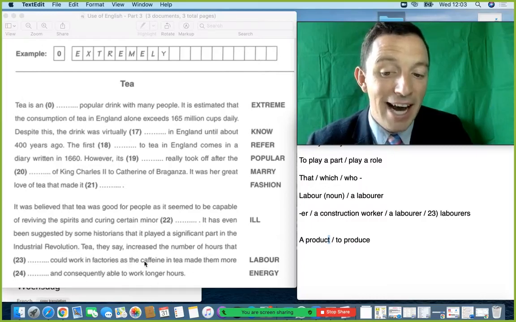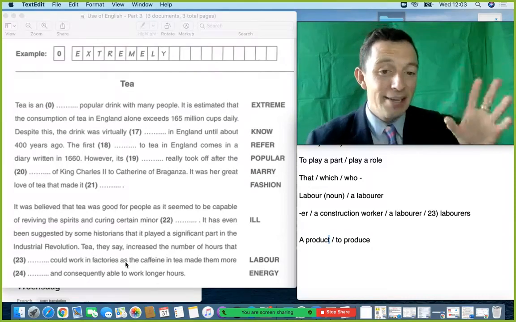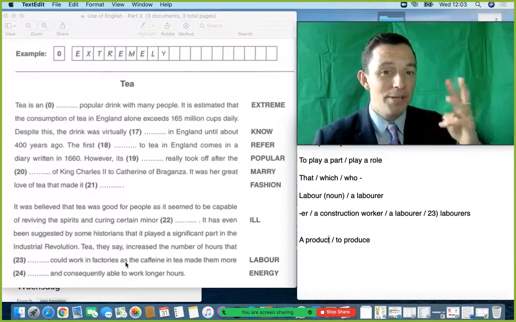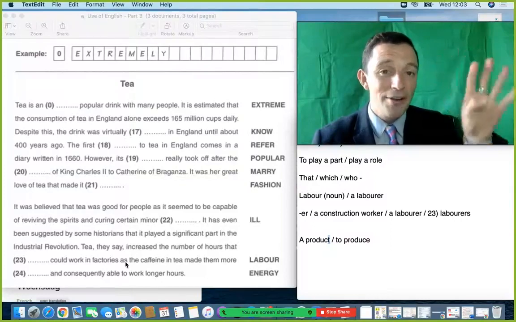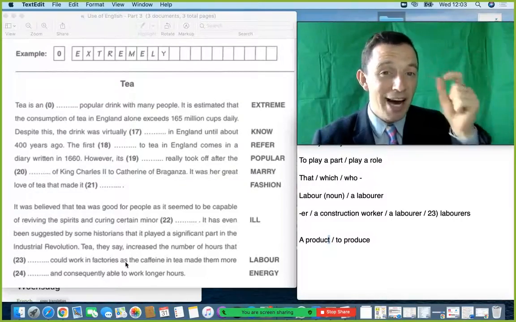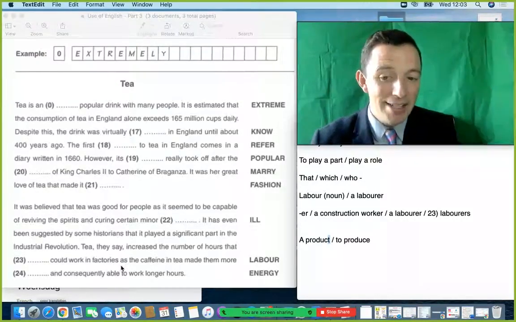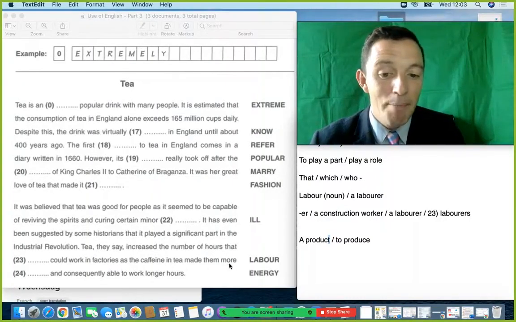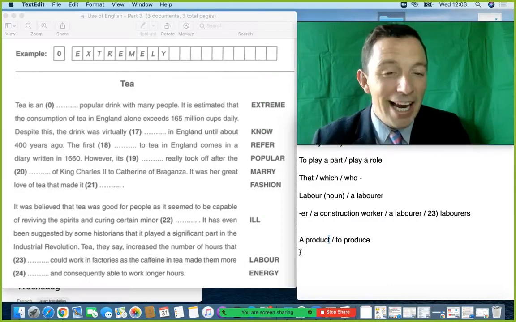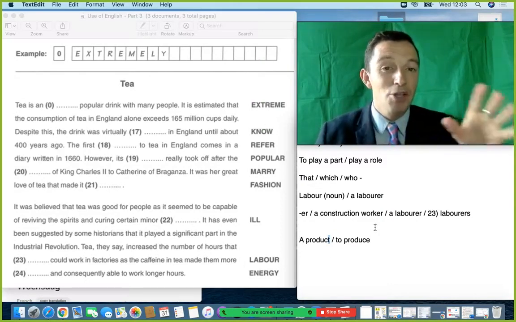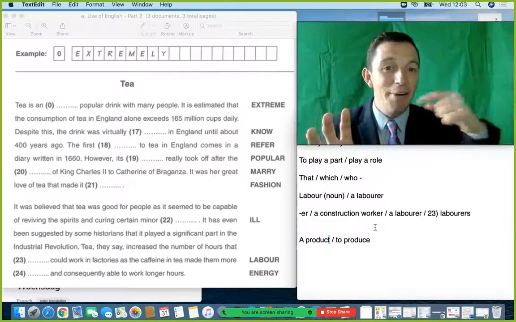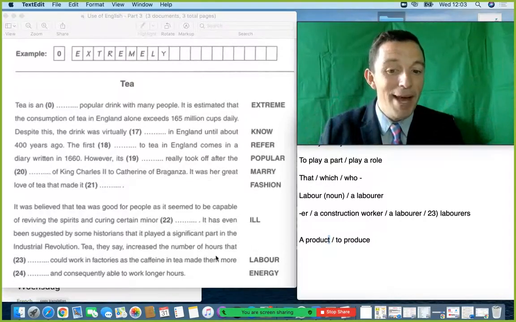Factories, as the caffeine in tea, as here has a significance because. You remember the possibilities with as. It could be as, like, because, while. There are 4 or 5 possibilities for as, and here as has a significance because. The caffeine in tea made them more. Okay, and again, this is exactly the same structure from before. Make my friend happy. So it's typical with the adjective. Make my friend happy. And here, make them, the people, more.